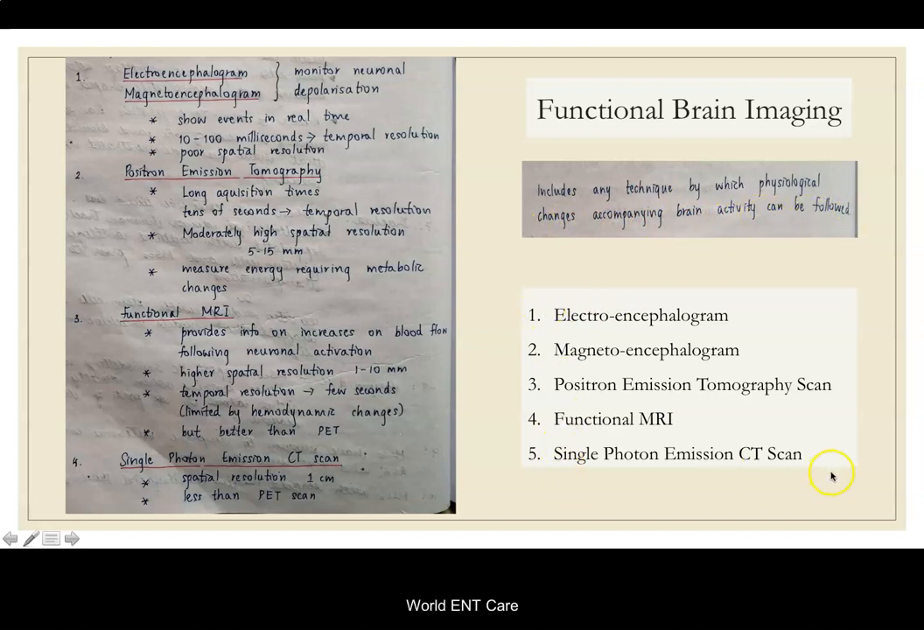So we have 5 tests under this: electroencephalogram EEG, magnetoencephalogram MEG, positron emission tomography scan, the PET scan, functional magnetic resonance imaging fMRI, and single photon emission CT scan, SPECT scan. Let's see a few details about each of these.